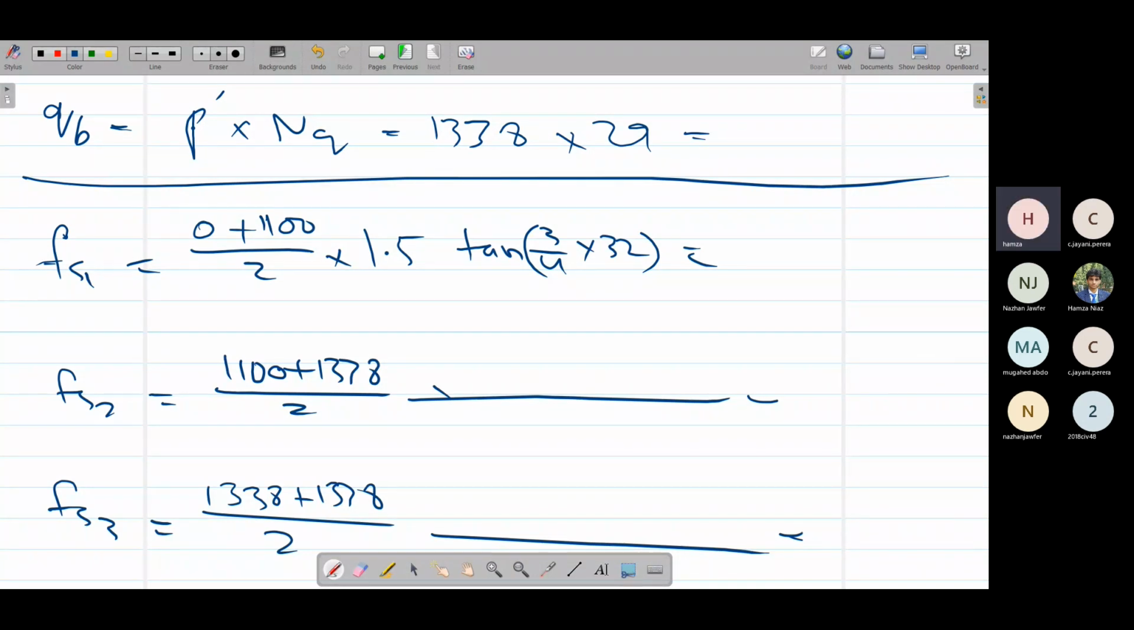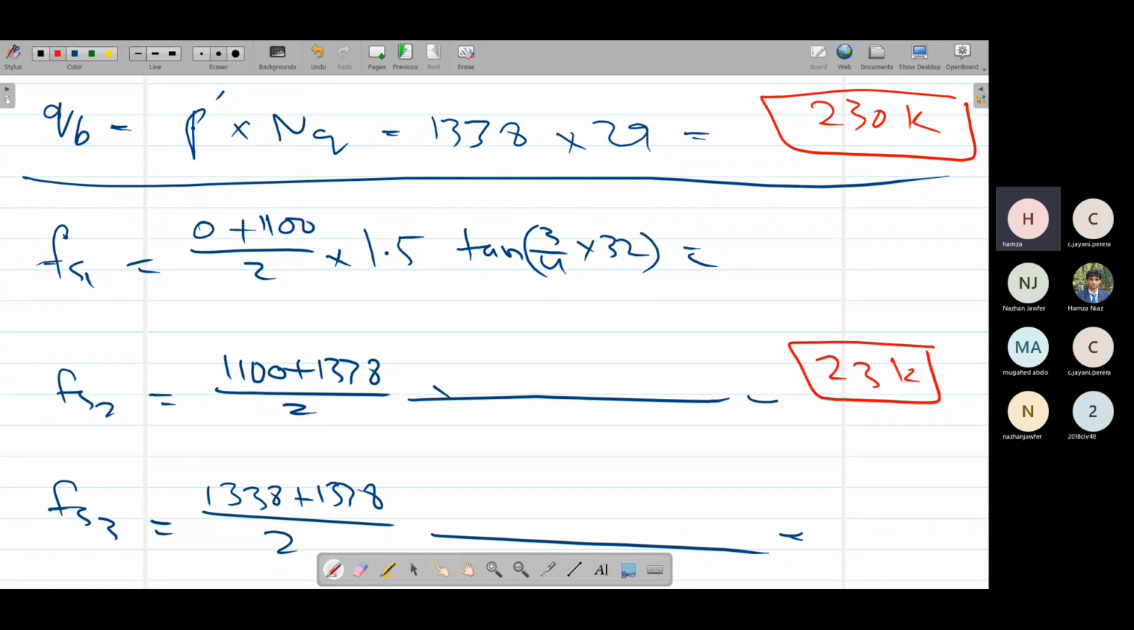Remember the limits for these values. In FPS units, it is 230 kips for QB and 23 kip for FS. Remember, for all these FS values, they should be less than or equal to 23, not more than that. And for QB, it should be less than or equal to 230 kips, not more than that.